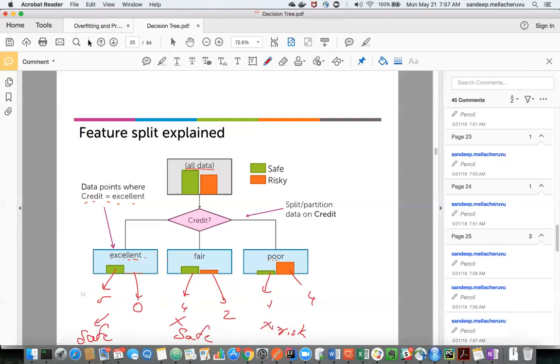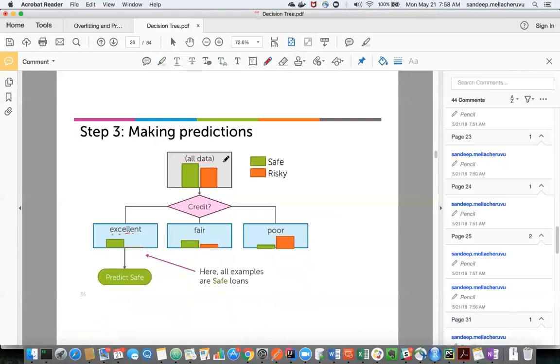So you can either predict here, which is not really correct, or you can further split on some other variable. Let's say credit you are already done, so maybe income or term. Use another variable and try to split the decision tree again. So here all the examples are safe loans. Then predict safe always here.